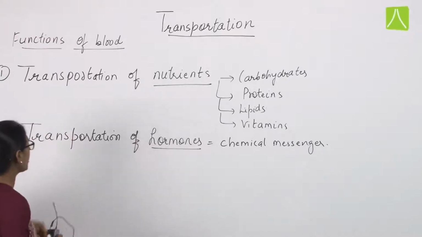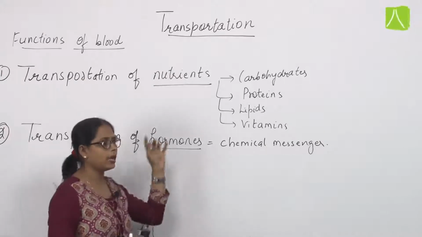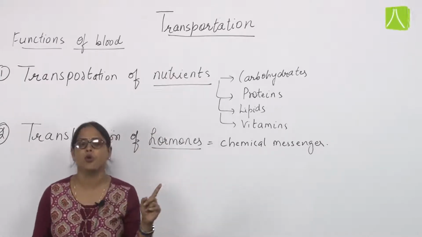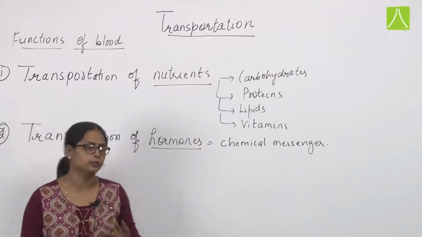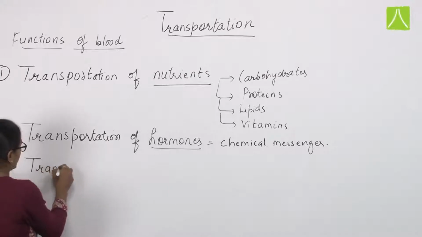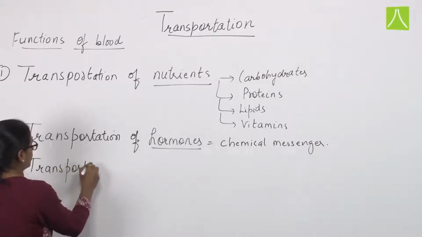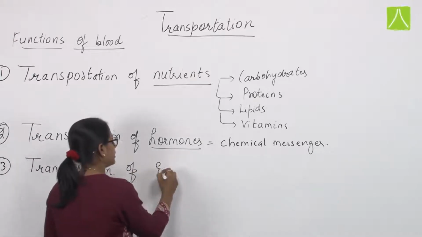So in this manner, blood helps in the transportation of hormones, and just because of this transportation of hormones, the metabolic processes happen in our body system. Third, it plays a role in the transportation of enzymes.